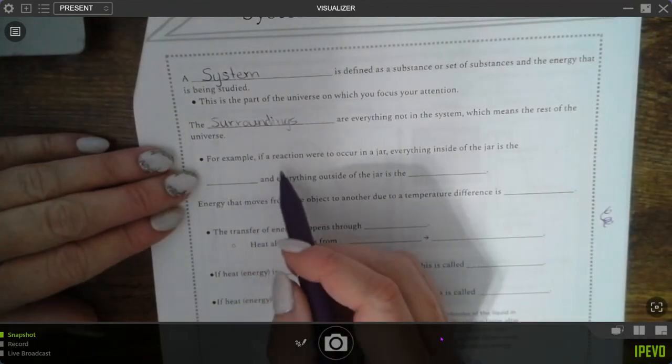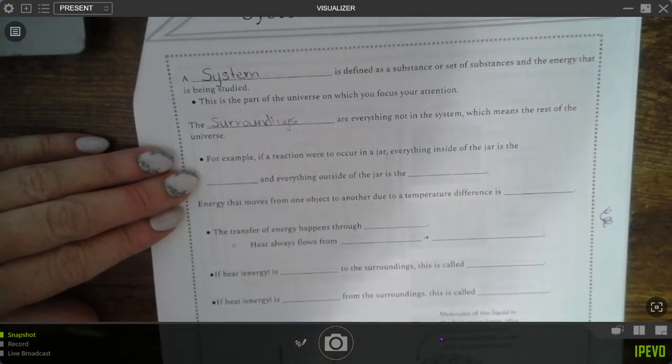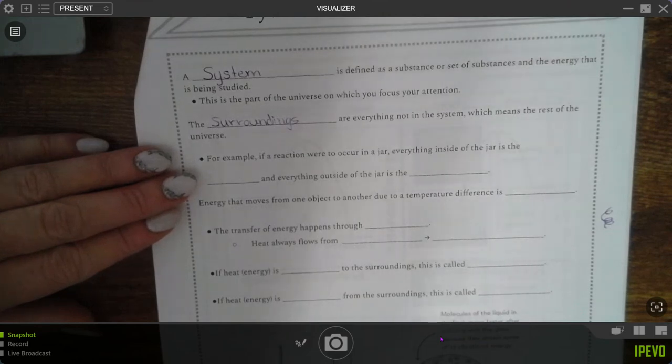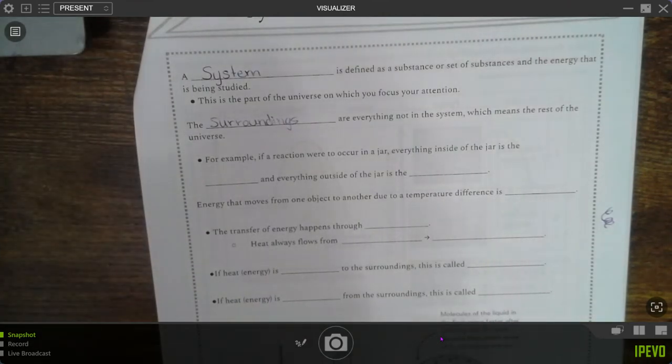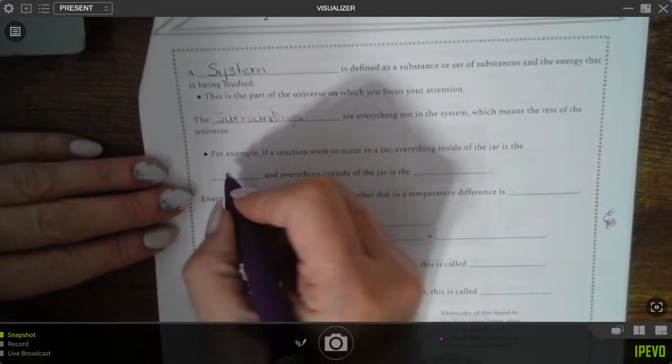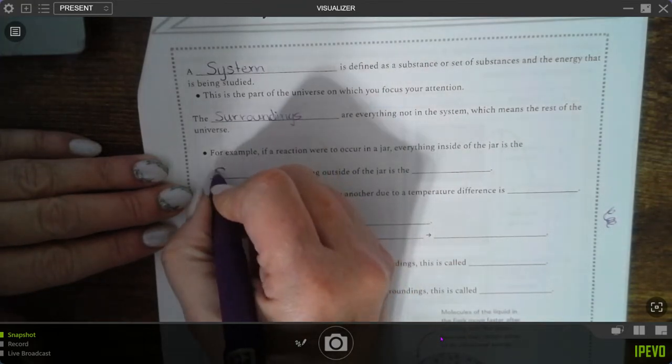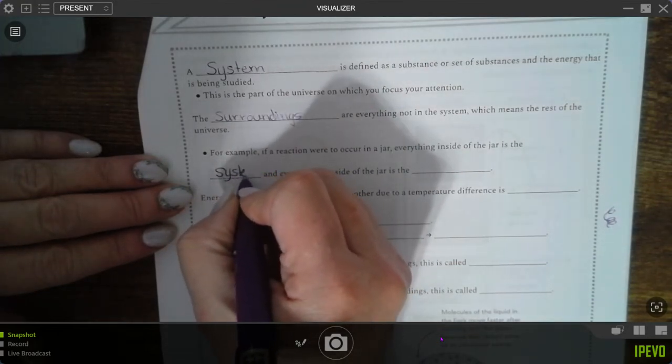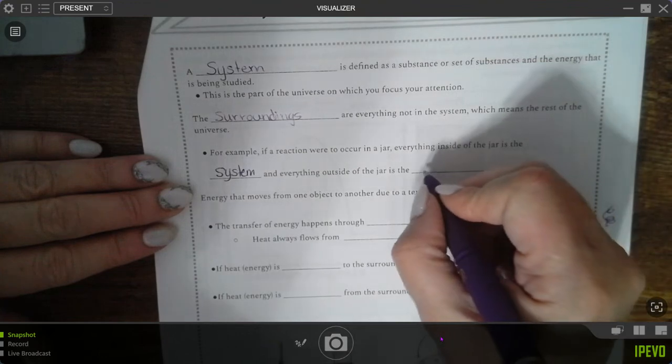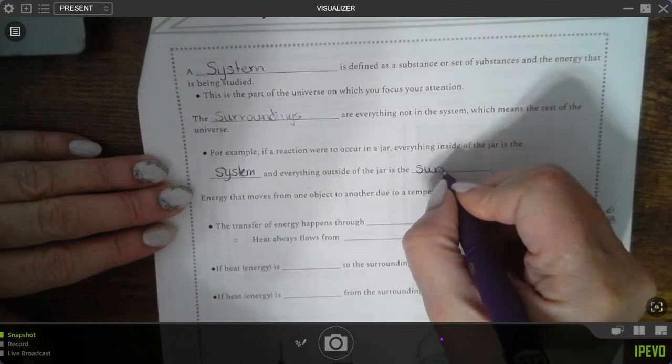So for example, if you were studying a reaction, and the reaction was taking place inside a jar, the jar and what was in it would be our system, and everything outside of the jar would be the surroundings.